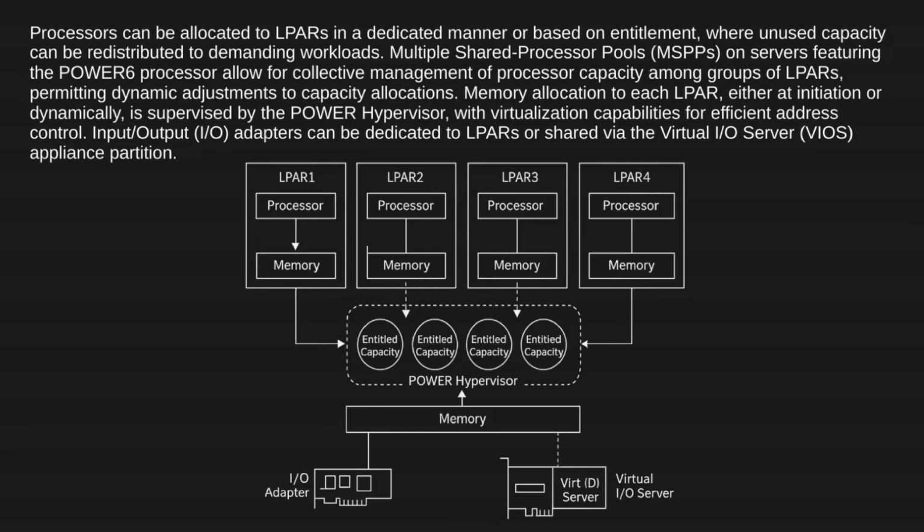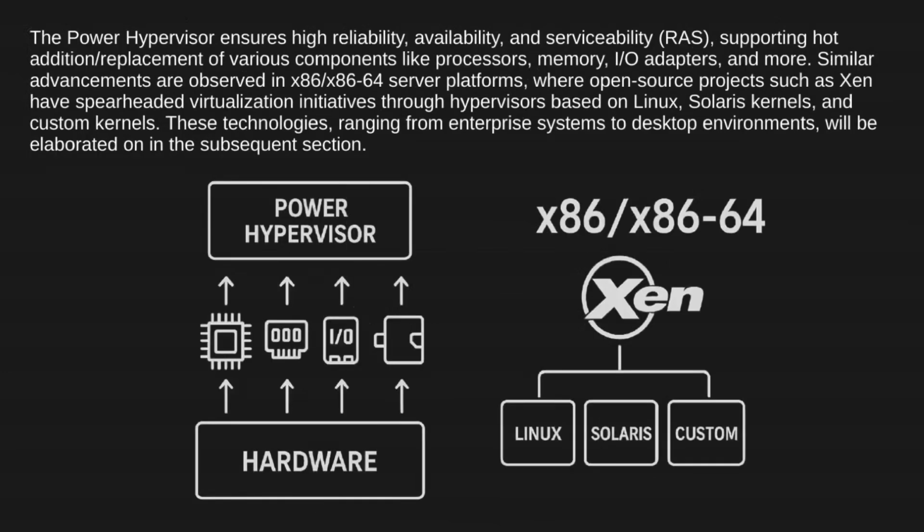Memory allocation to each LPAR, either at initiation or dynamically, is supervised by the Power Hypervisor, with virtualization capabilities for efficient address control. Input-output, I/O, adapters can be dedicated to LPARs or shared via the Virtual I/O Server, VIOS, appliance partition. The Power Hypervisor ensures high reliability, availability, and serviceability, supporting hot addition and replacement of various components like processors, memory, I/O adapters, and more.